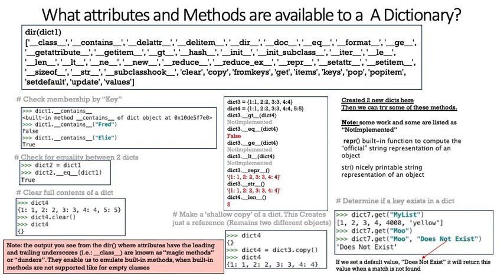Dict7.get, pass it my list, and it tells us, okay, for the key my list, the values are 1, 2, 3, 4, 4,000, and yellow. You probably remember that from the slide just before. Now we test for a key that's not there. What happens the first time we do this? Dict7.get moo. Nothing. It just returns a new line. It doesn't tell us anything.